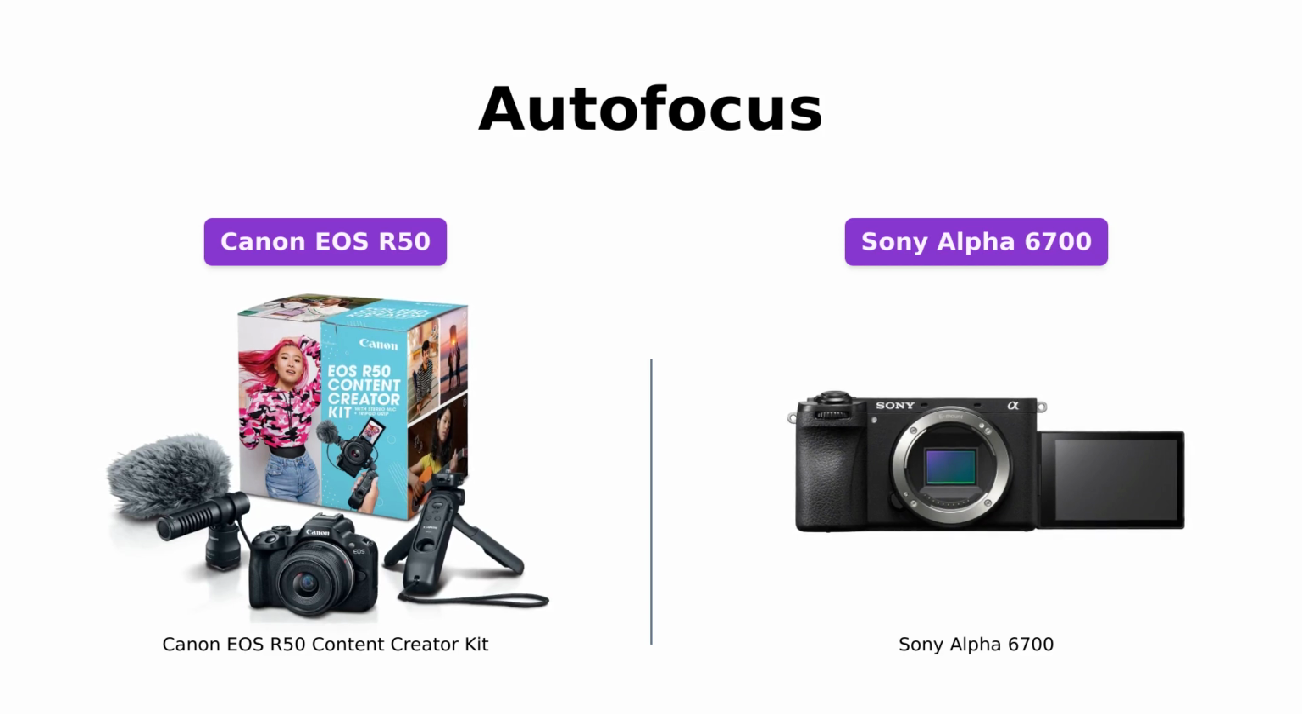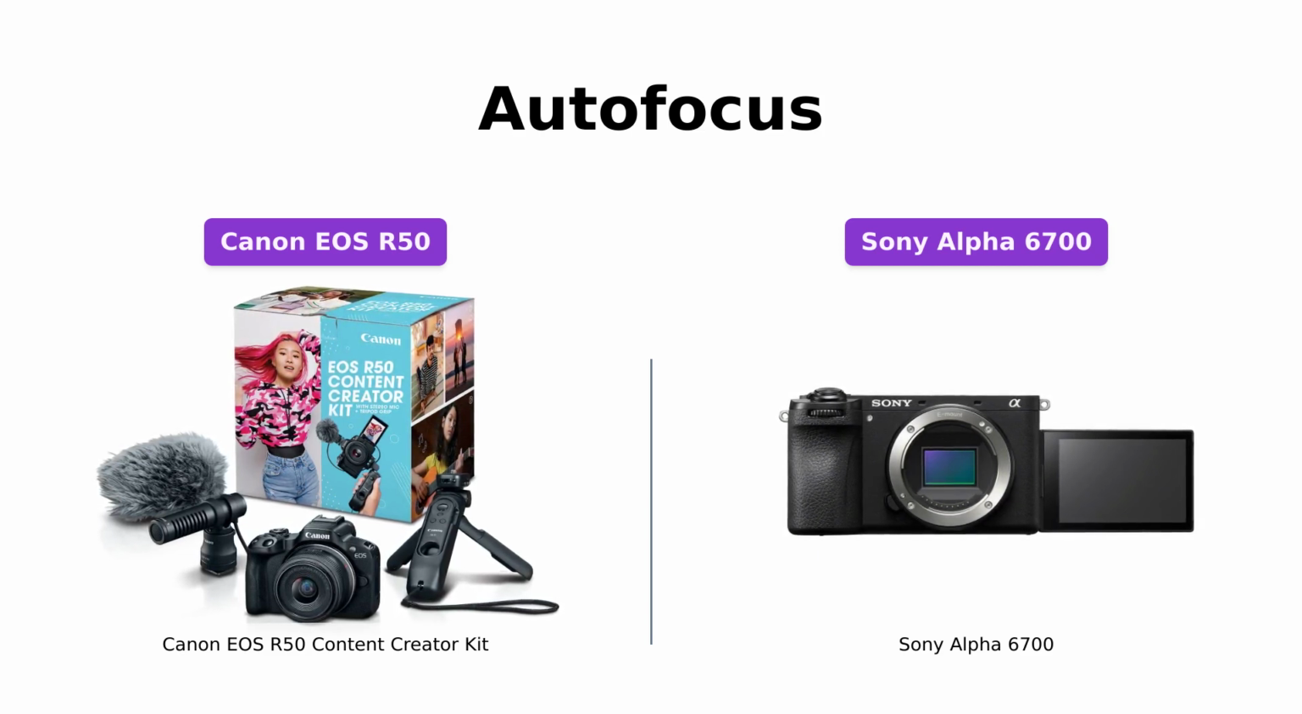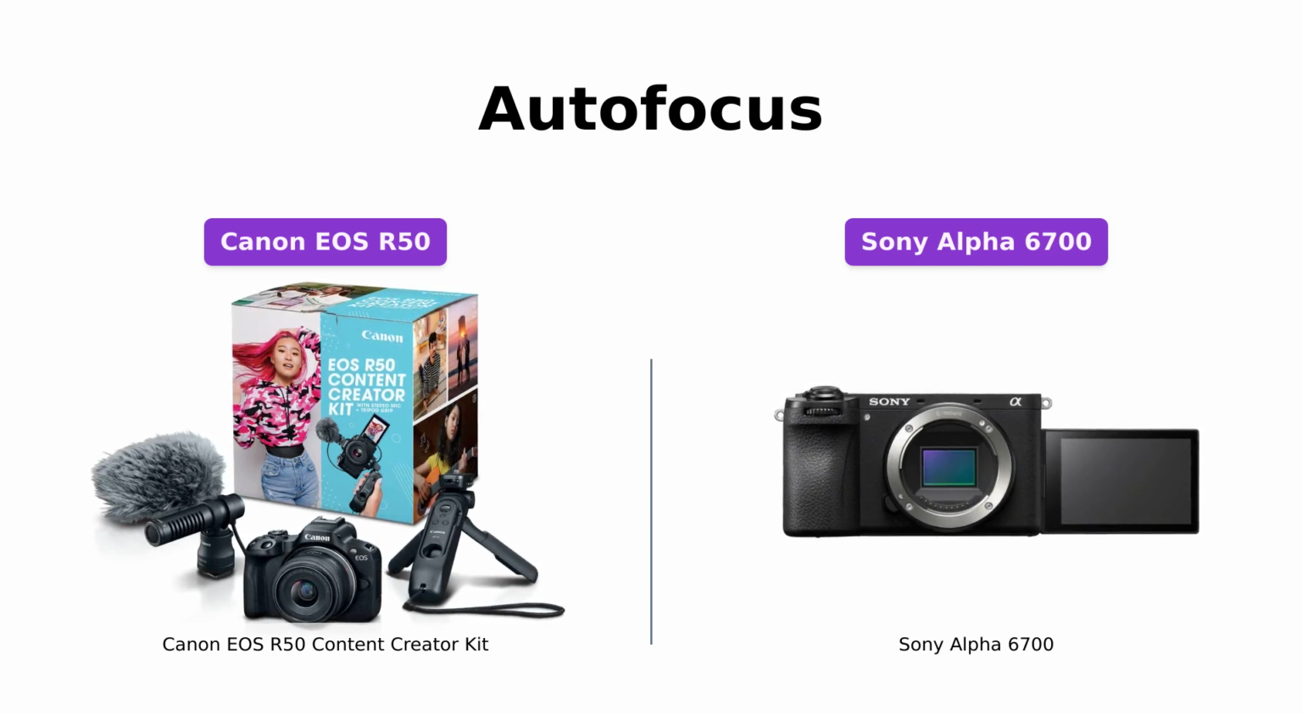Similarly, the Sony Alpha 6700 incorporates a dedicated AI processor and real-time recognition for accurate subject tracking, ensuring your subjects are always in focus. Whether you're capturing fast-paced action or shooting portraits, both cameras offer top-notch autofocus performance.